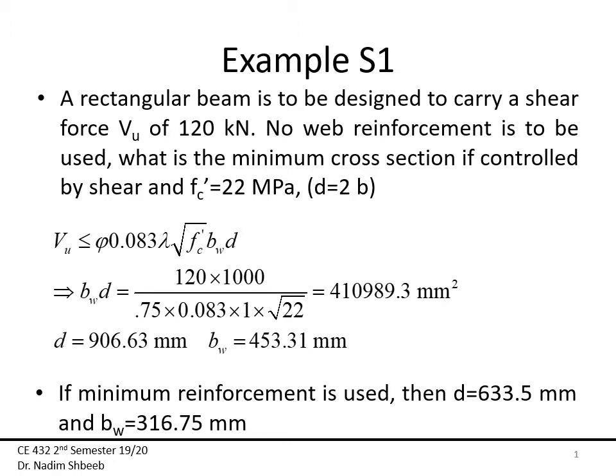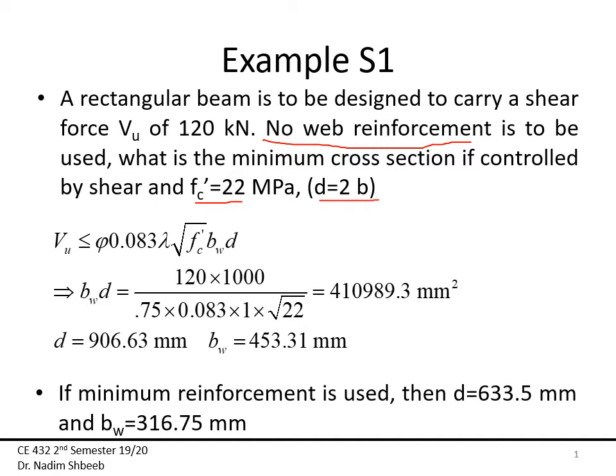So here what I have is a rectangular beam designed to carry a shear force V ultimate of 120 kilonewtons. No web reinforcement is to be used, which means I just want it to be based on the shear strength of concrete. What is the minimum cross section if controlled by shear? And F prime C is 22, and I'm using D equal to 2B.